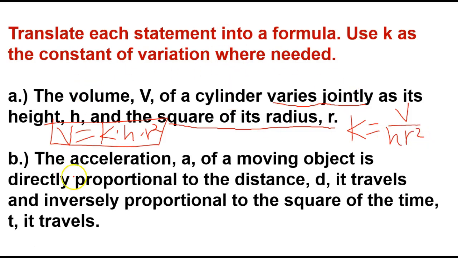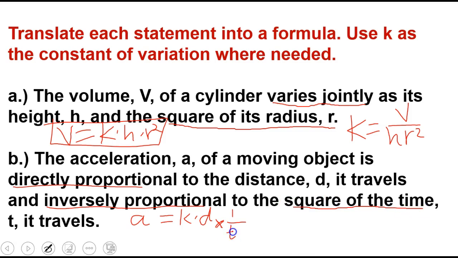Okay, and then the acceleration A of a moving object is directly proportional to the distance d it travels, and inversely proportional to the square of time. So acceleration equals constant times d, and for the inverse, it's going to be times 1 over that. Just put the inverse under 1 and leave the direct, multiply like that. So the time is squared, so it's going to be t squared.